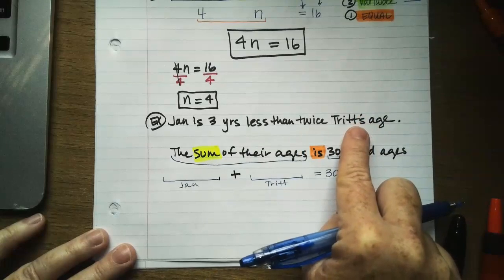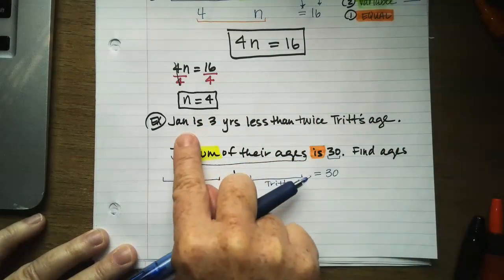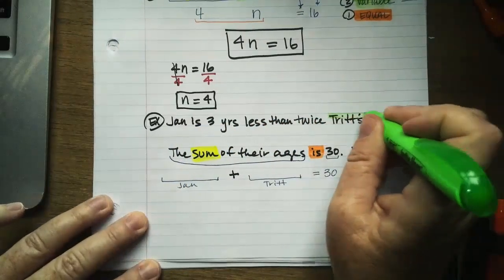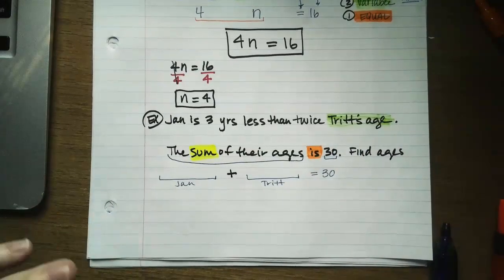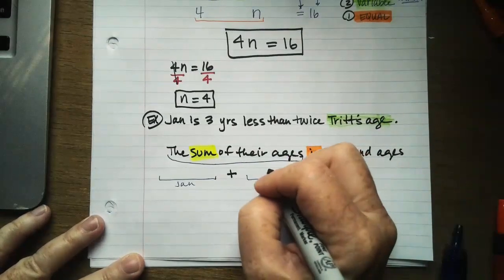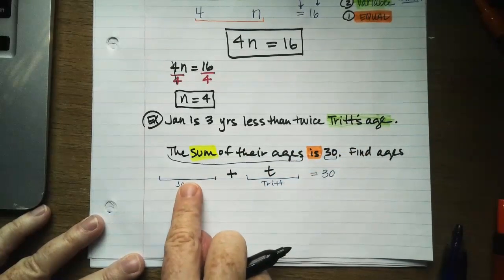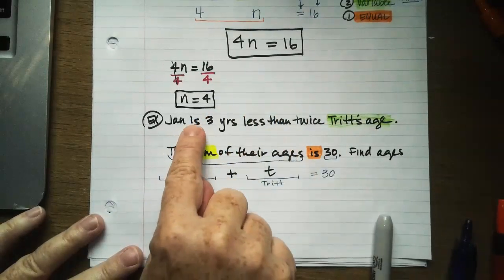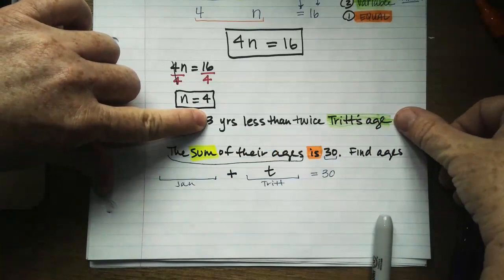This is where I'm going to find my variable. In all of this information, it does not tell me how old Trit is. Trit becomes the unknown. I don't know what Trit's age is. Because I don't know what Trit's age is, he becomes the variable. So I know Trit is T. Jan is the one we have to build out of this information. I am not going to use an equal sign here. I'm going to say this expression is this information.